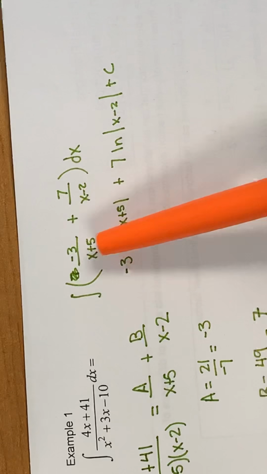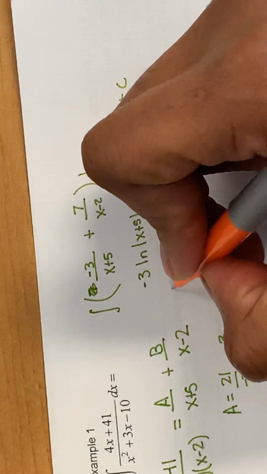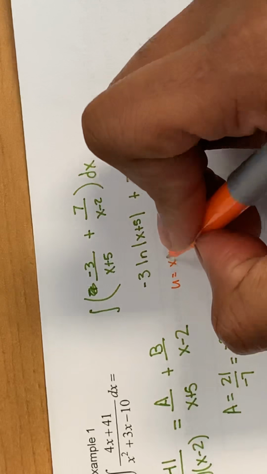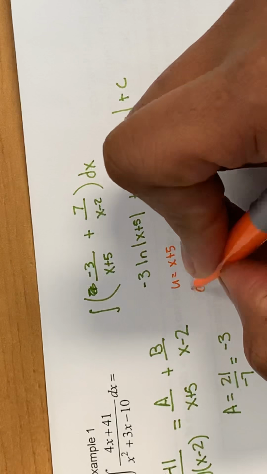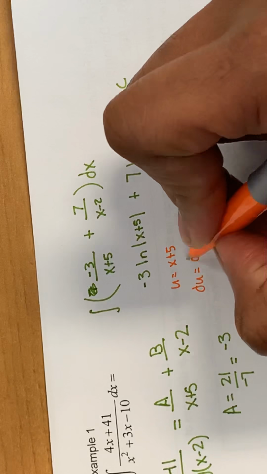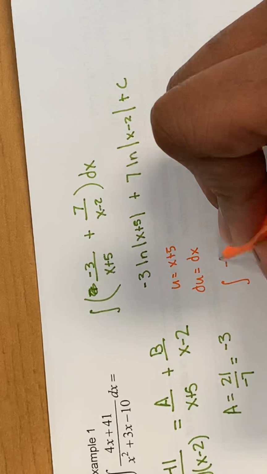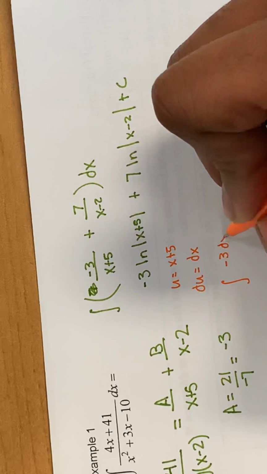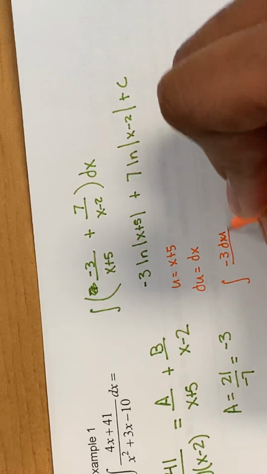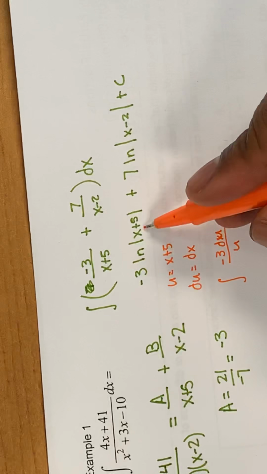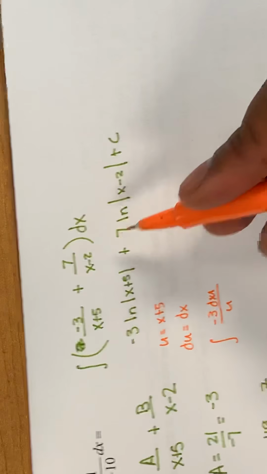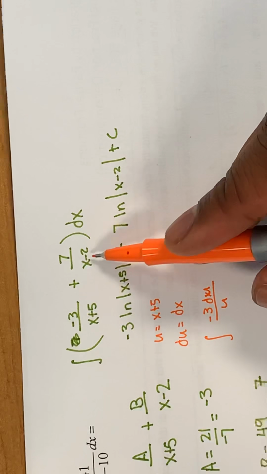If we did a u substitution, just so we're clear, u would equal x plus 5, and so du equals dx. And so we could rewrite the integral to be negative 3 times du over u, which would give us this integral. And we could do a similar step for a u substitution for x minus 2.